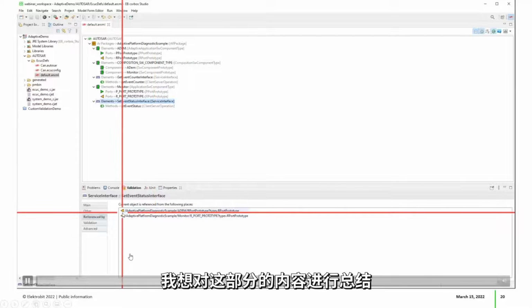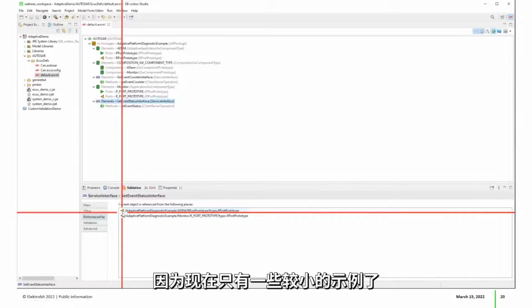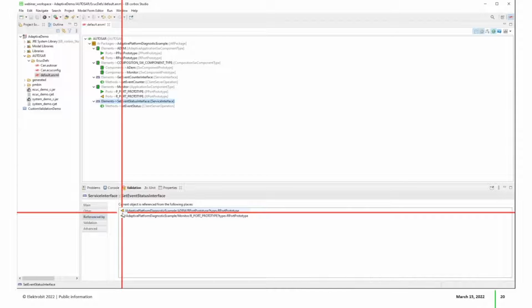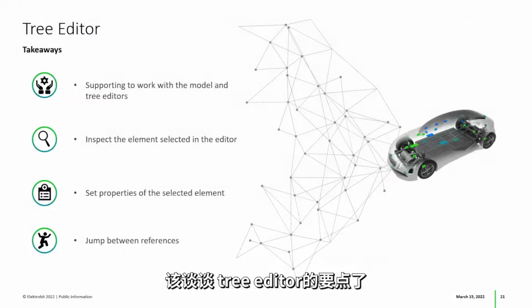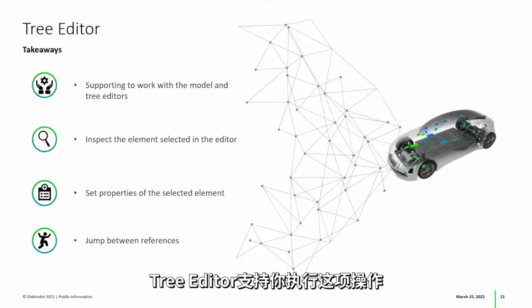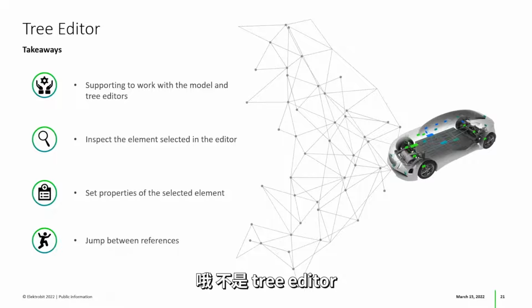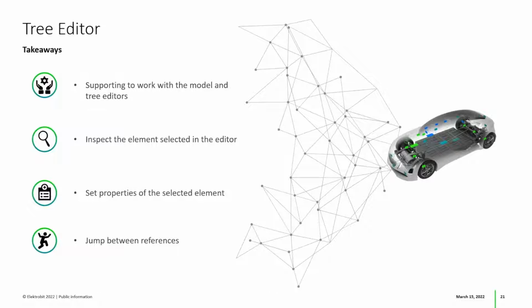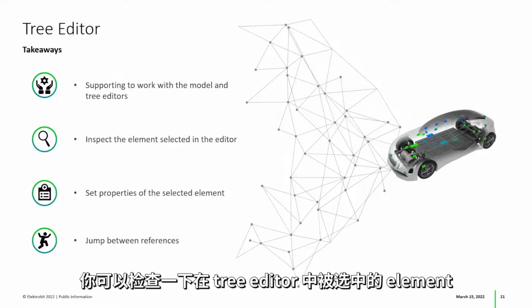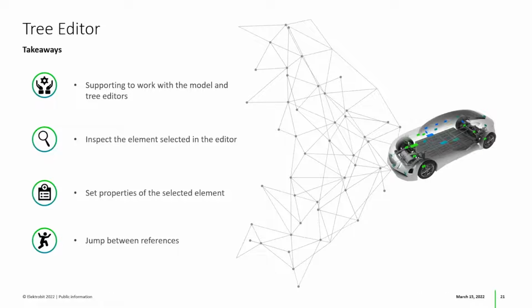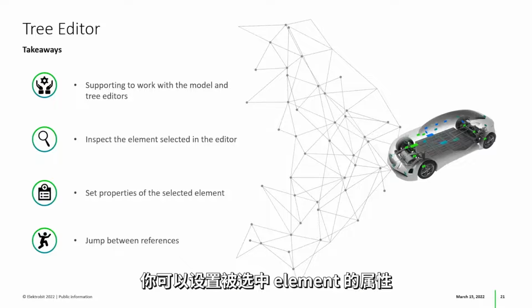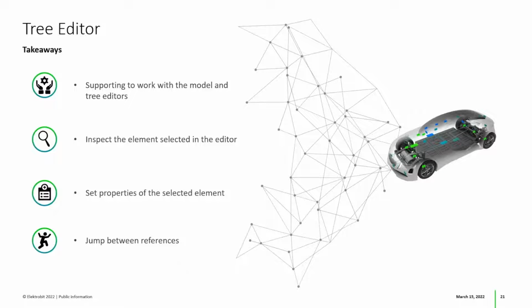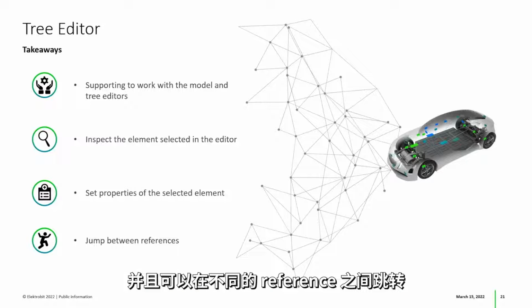So I would like to skip the rest of this because it's only some smaller examples now, and go to the takeaways for the tree editor. The properties view supports you to work with the model and the tree editors. You can inspect the elements selected in the tree editor. And you can set the properties of the selected element, and also jump between the references.